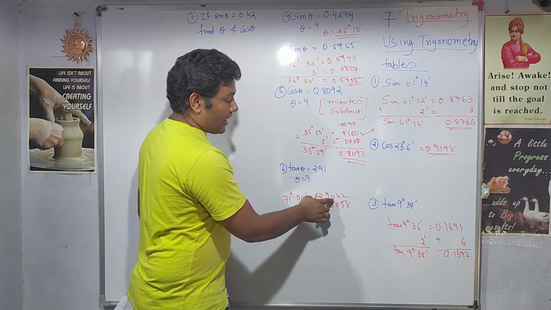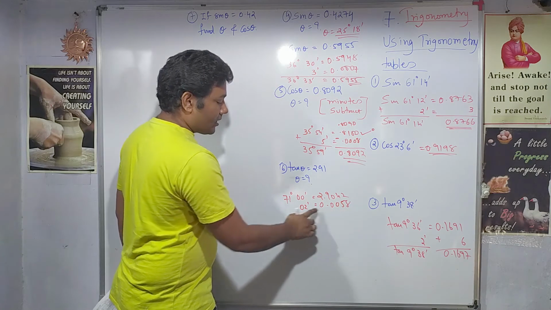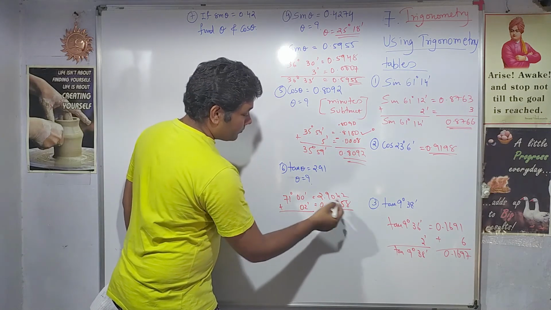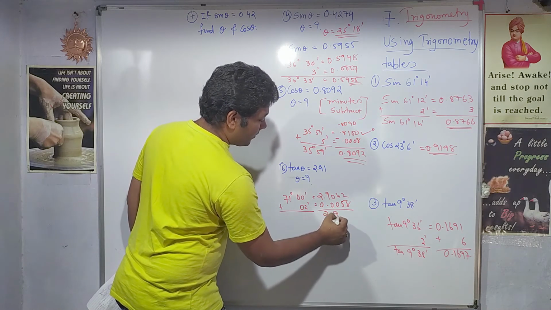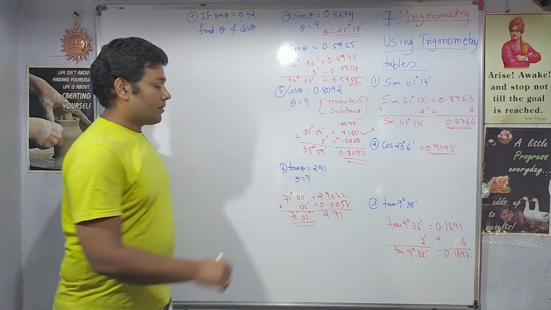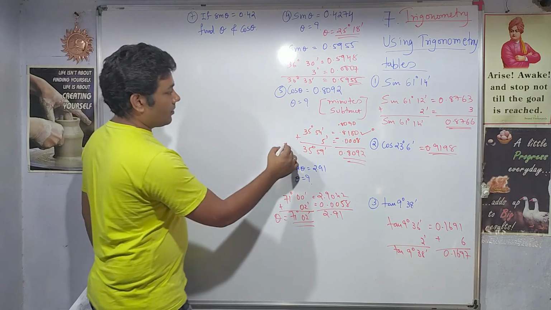To make 2.9042 as 2.91 we'll have to add 58. 58 corresponds to the 2 minutes. Now add. Here also if you do addition it will give you 2.91. So 71 degrees 2 minutes is the answer. So the value of theta is 71 degrees and 2 minutes.